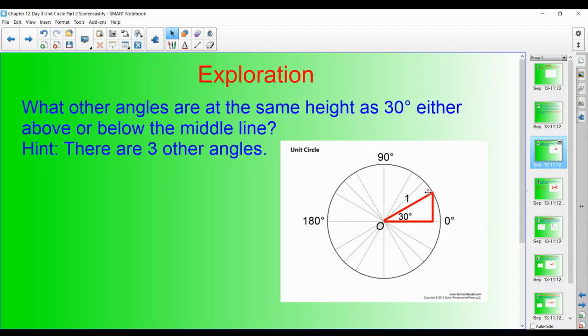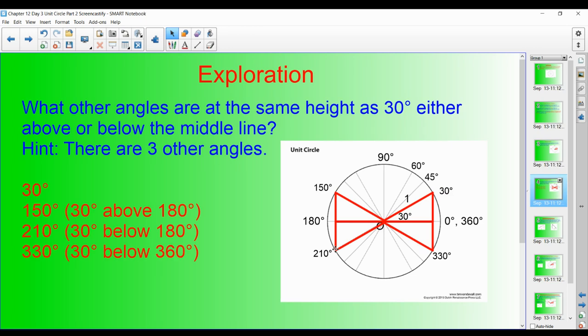So if I go across the y-axis, I see this has the same height. And if I go from 30 degrees below the x-axis, this has the same height except it's downward, and same thing in the third quadrant. So there are 4 angles that have the same height. They may be positive heights or negative heights, but they have the same magnitude.